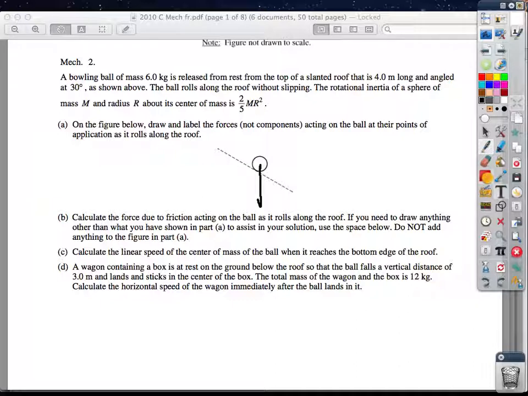You've got gravity going down, normal force going up, and then you have friction going like that. And notice they said not components, so don't break anything into components on that diagram. If you do, you will lose points. Follow the directions. When they say not components, don't break anything into components. Just leave the force.